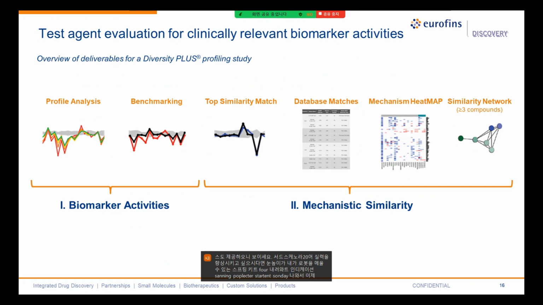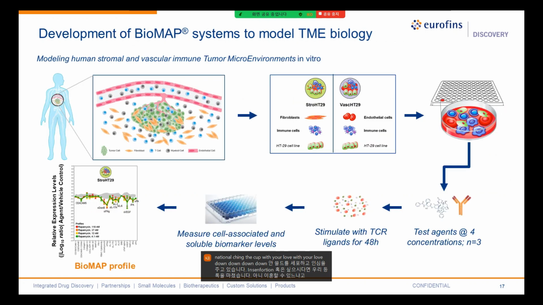Now, as I'd mentioned, we can profile a novel agent in Biomap Diversity Plus. We can analyze the profile to identify new biomarkers, and they may be useful from a clinical perspective. We can benchmark with either known agents or looking at 2 potential lead candidates. We can do similarity matching, and this gets to the identification of mechanism of action. And so there are several ways in which we can do that by simple statistical database matches. We can look at mechanisms from a heat map perspective and even similarity networks.